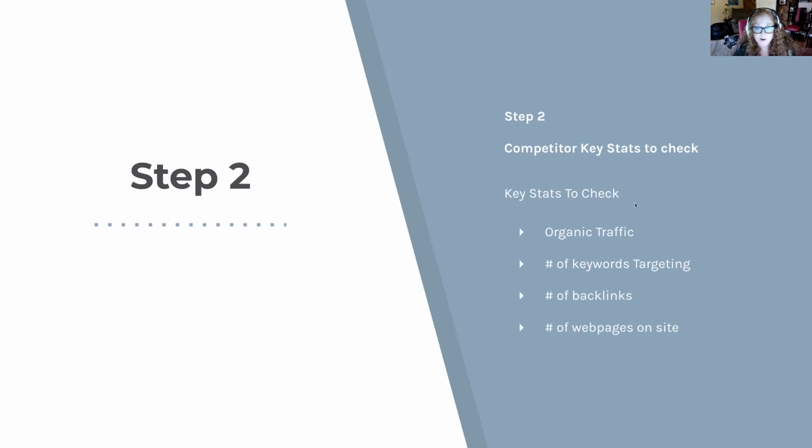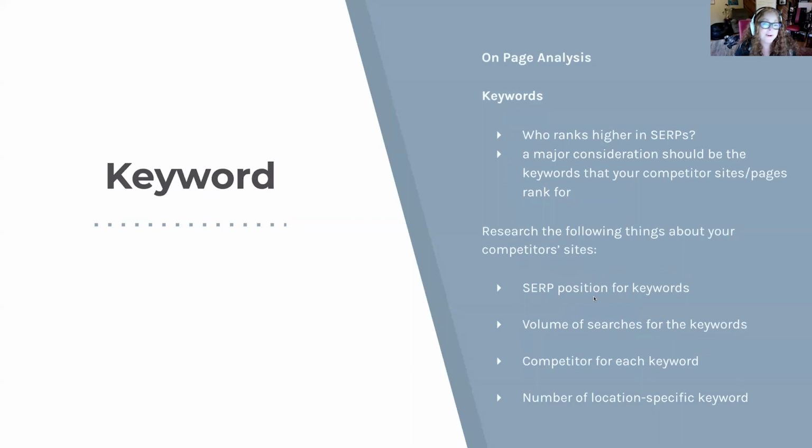So we want to check organic traffic if we can. We're going to try to check the keywords targeting, the number of backlinks, and the web pages on a site. Now we're going to talk about search operators in a little bit. There's lots of them. They're fun. And in the first class we went through, I shared that free how to search on Google class. I'll reshare it today in Kajabi, but that's a really great class to help you get used to those search operators, which we're going to get into.